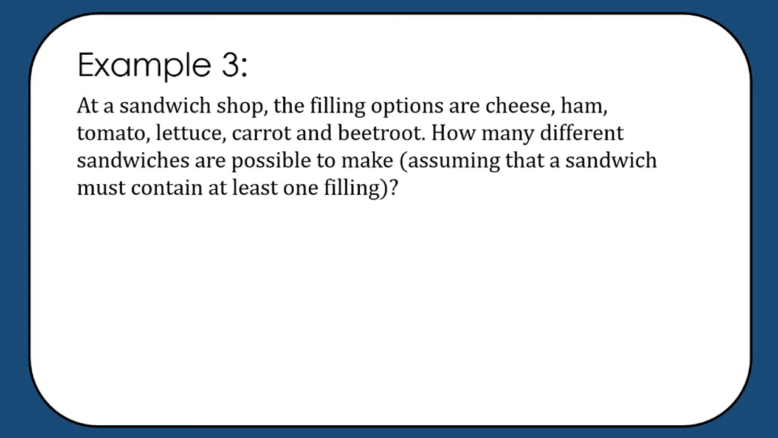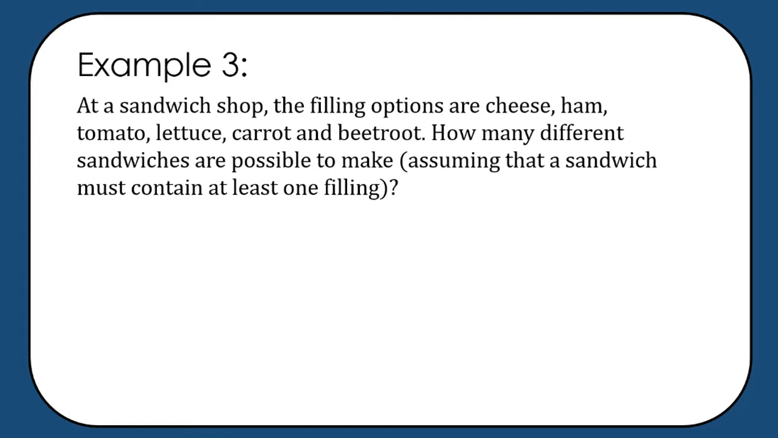Alright, the final example we'll look at is a sandwich shop, the filling options are cheese, ham, tomato, lettuce, carrot and beetroot. So we have 6 different filling options. How many different sandwiches are possible to make? So we're assuming that a sandwich must contain at least one filling. So that means we could have a sandwich with 1 filling, or a sandwich with 2 fillings, or a sandwich with 3 fillings, or 4 or 5 or 6 fillings.